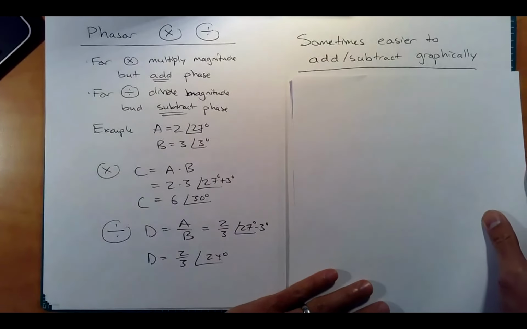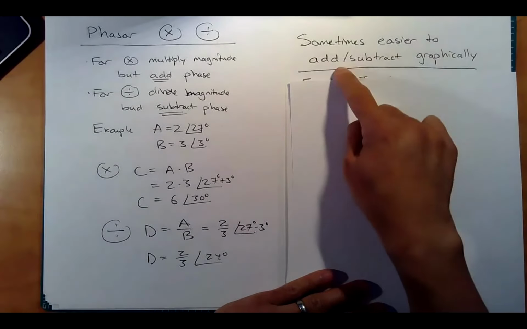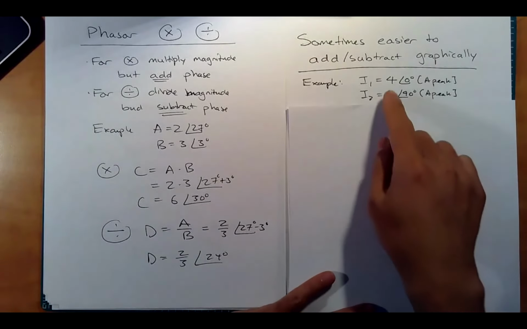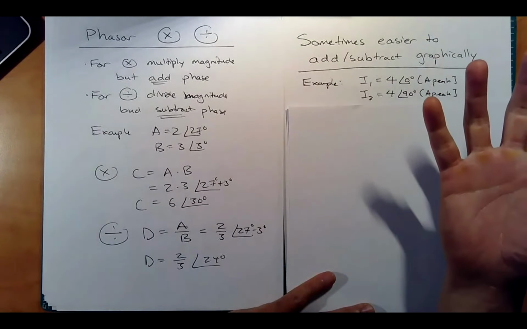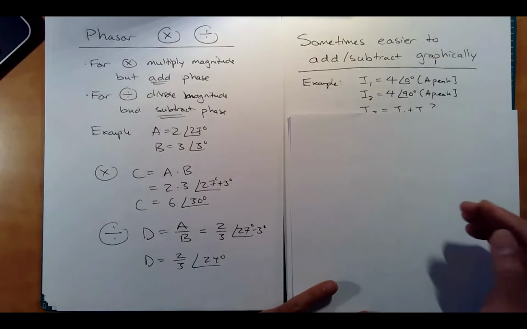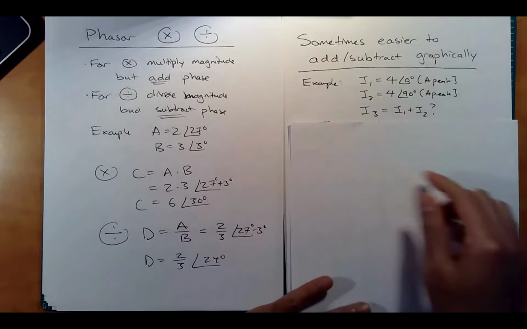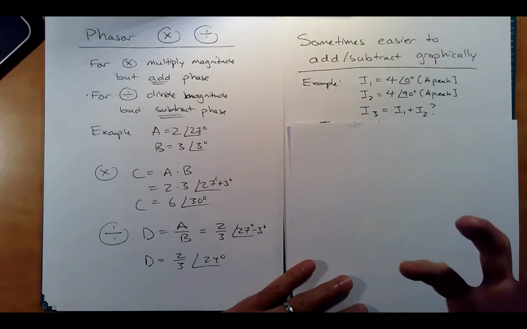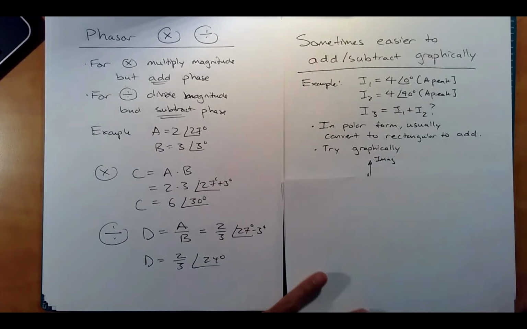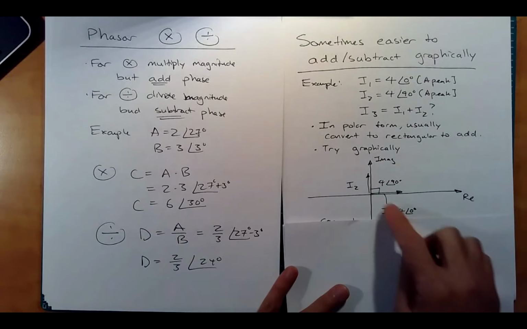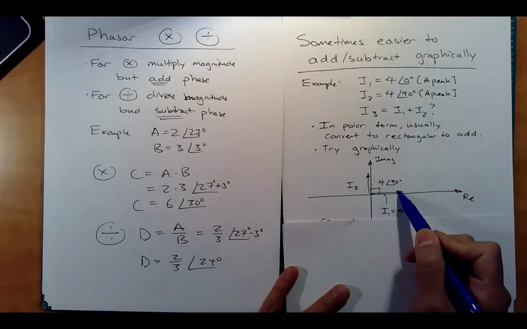Now, sometimes there are exceptions to the rules, and sometimes it's easier to add and subtract graphically. So let's say you're given phasors in polar form, but you want to add and subtract. Yes, you could convert all these to rectangular form, but maybe you just want to visualize it first. So let's try it graphically. What does that look like? Well, it looks like this. I1 is 4 with an angle of 0.